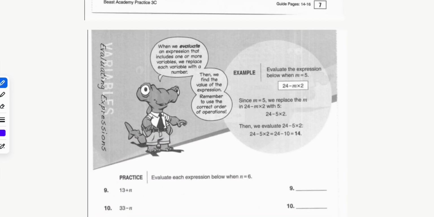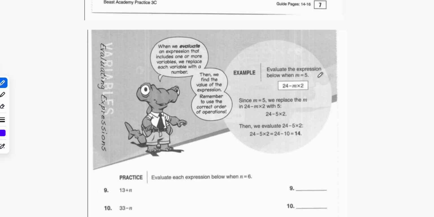Now we'll work on evaluating expressions. So when we evaluate an expression that includes one or more variables, we have to replace each variable with a number. Then we have to find the value of the expression. We need to remember to use the correct order of operations while doing this. So for example, here we have to evaluate the expression below when m equals 5.